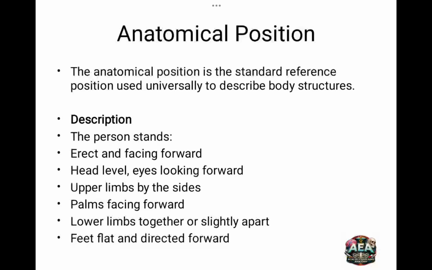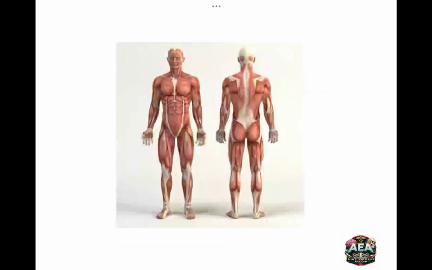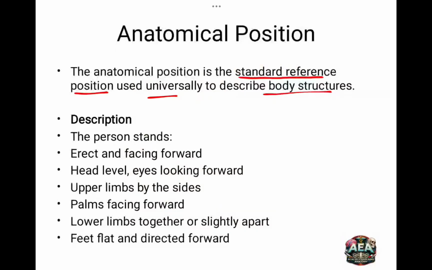Now let's look at the anatomical position. The anatomical position is the standard reference position used universally to describe body structures. Now look at this. This is what we refer to as the anatomical position. In the anatomical position, the person is standing erect, facing forward. The head is level, the eyes are looking what? Forward.